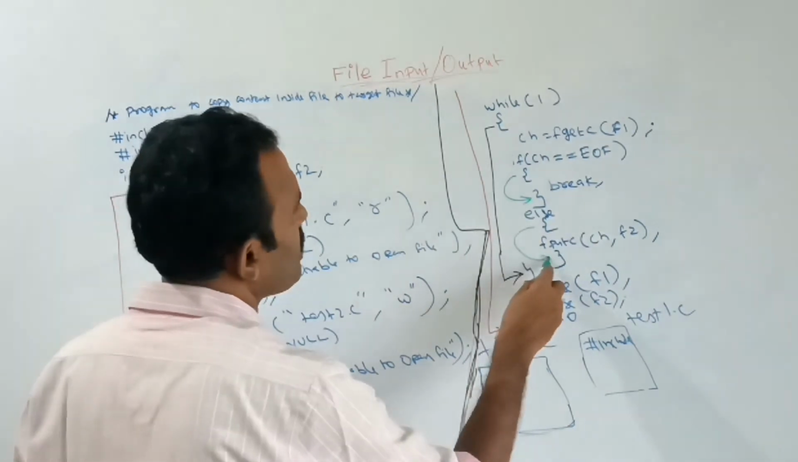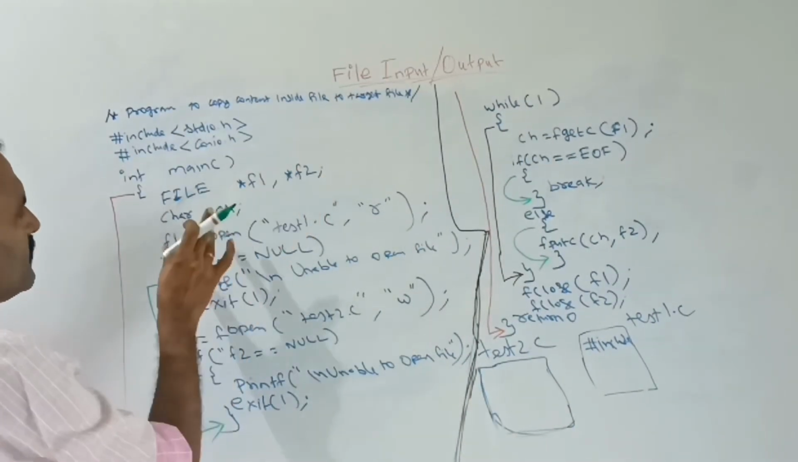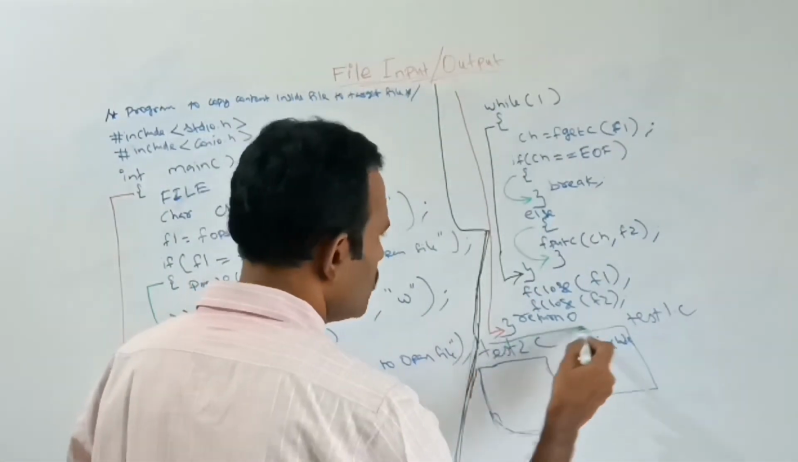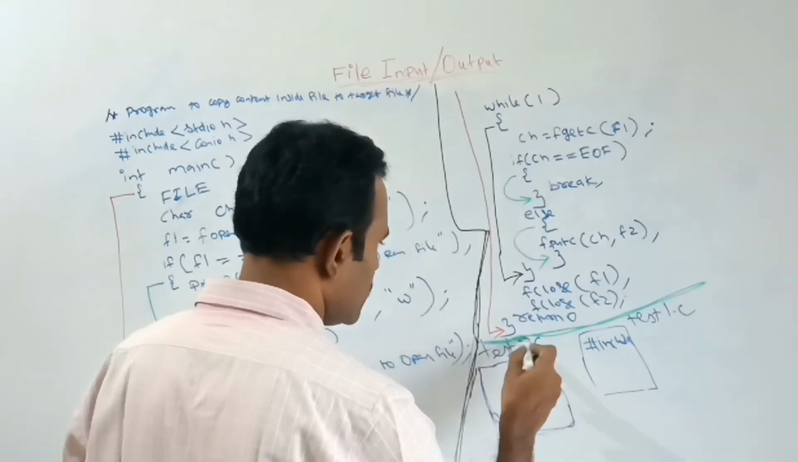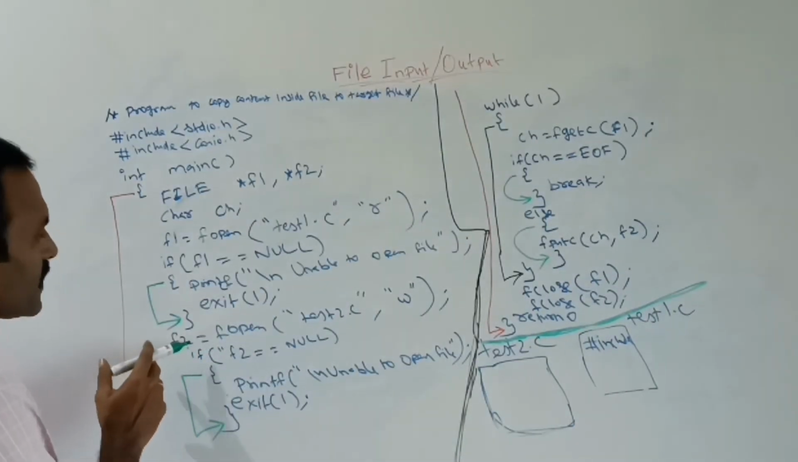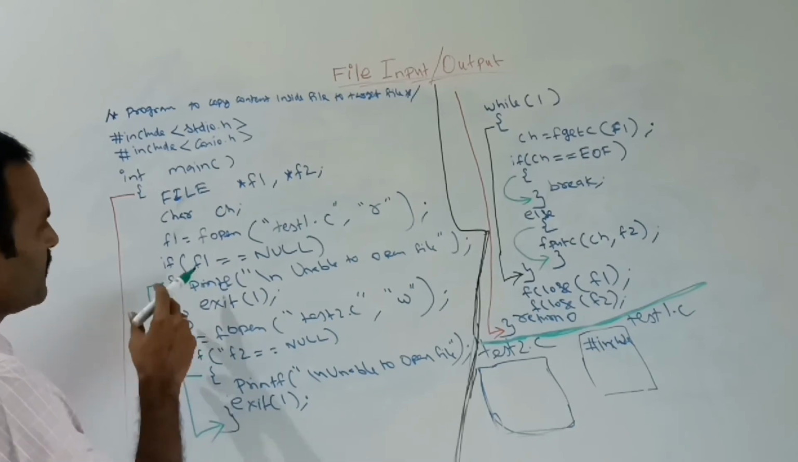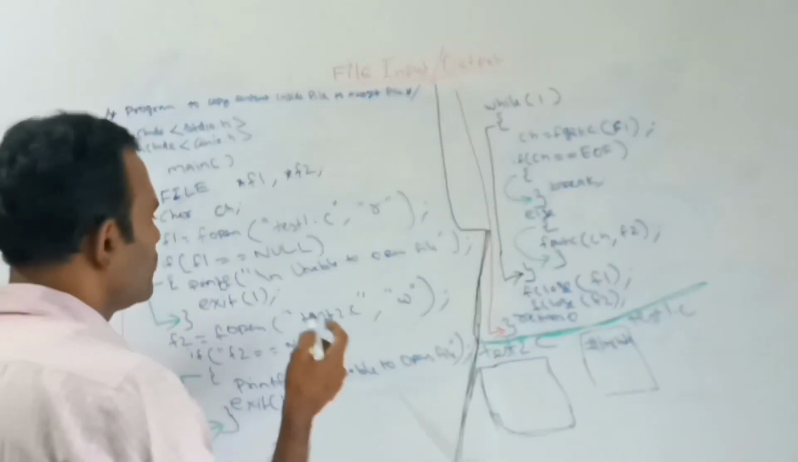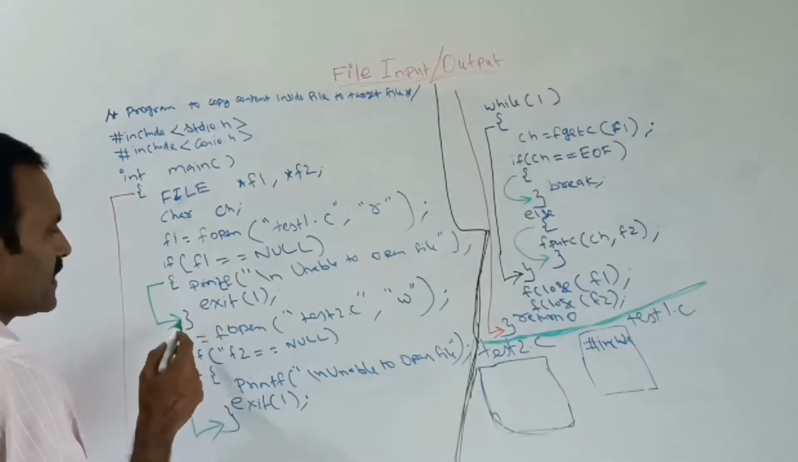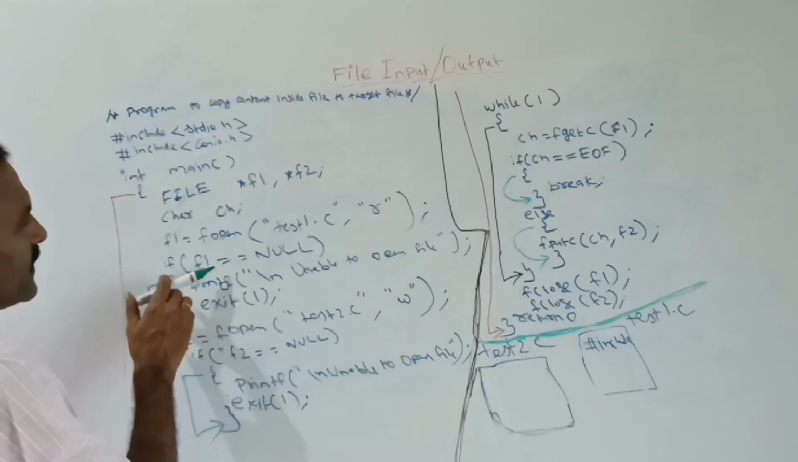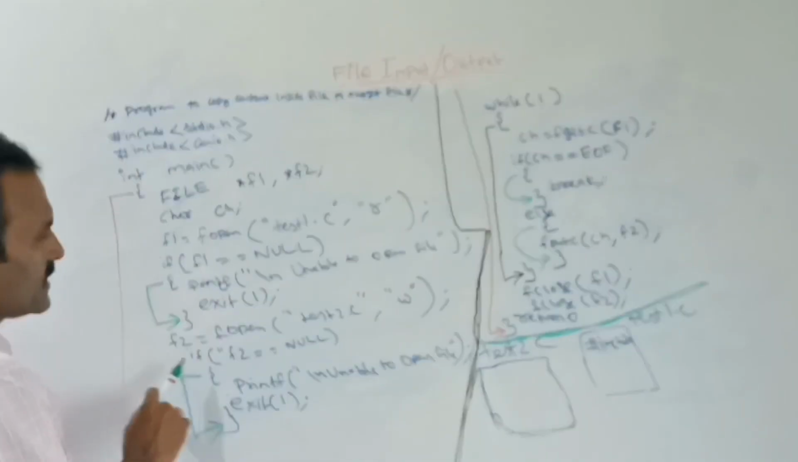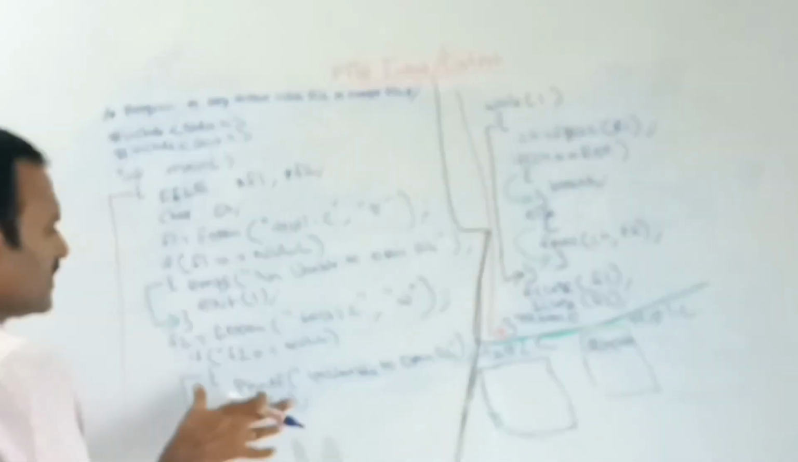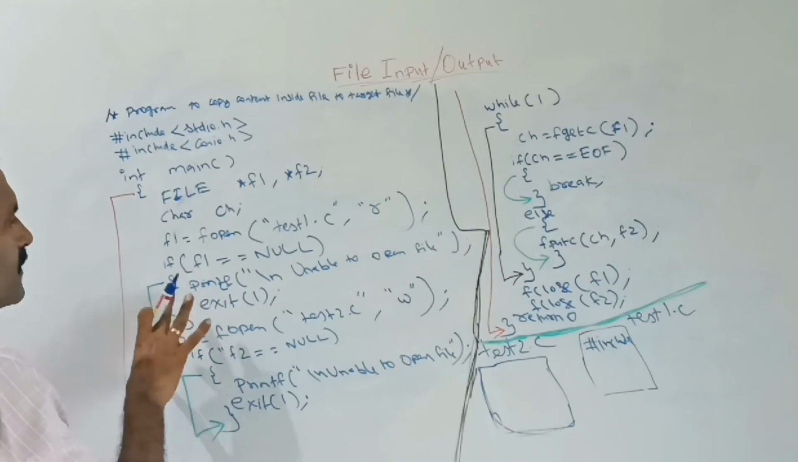Next the else part. Very first there are two file pointers, f1 and f2. For f1 I am opening test1.c. For f2 I am opening test2.c. Here I am checking if f1 is null, then I give the message unable to open the file and it will exit. Otherwise, if f1 is not null, then it will continue. In the same way for checking f2 also. Next I am using the while loop. If there is any problem opening the file, it will come outside.